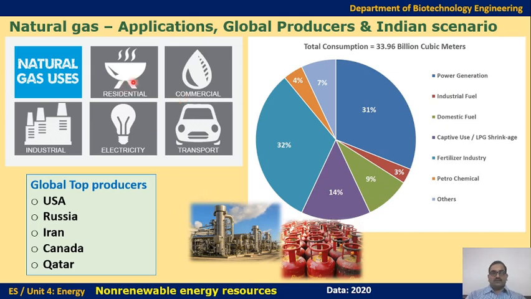Natural gas can be used for residential, commercial, or industrial purposes, or electricity generation or transport. Most of the energy from natural gas in India is used for power generation, and an equivalent amount for the fertilizer industry. The rest goes to domestic fuel usage, petrochemicals and other usages. The global top producers of natural gas are USA, Russia, Iran, Canada and Qatar.